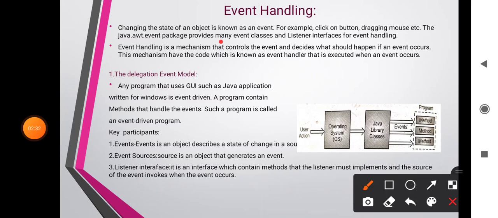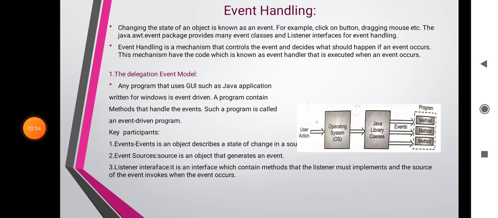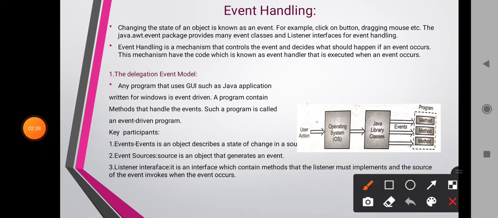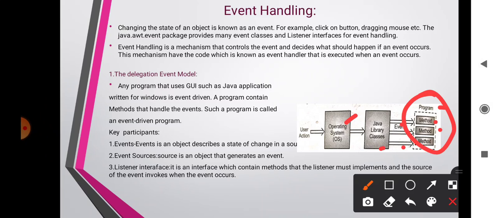This is the diagram for the delegation event model. User actions, then operating system OS, Java library classes, and these are the event methods. These are included in the programs. The modern approach to handle events is based on the delegation event model, which defines a standard and consistent mechanism to generate and process events.